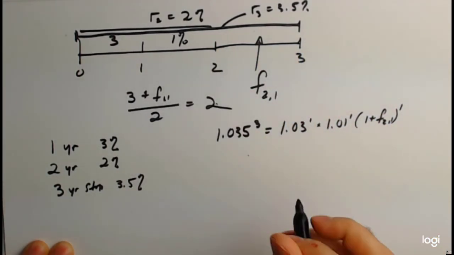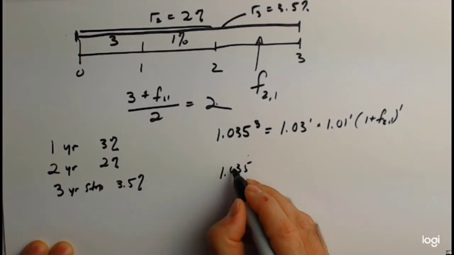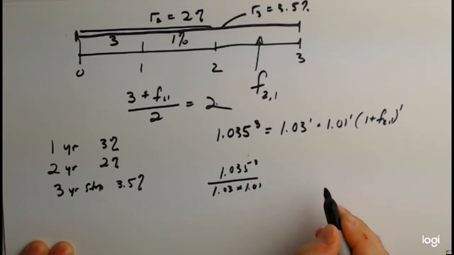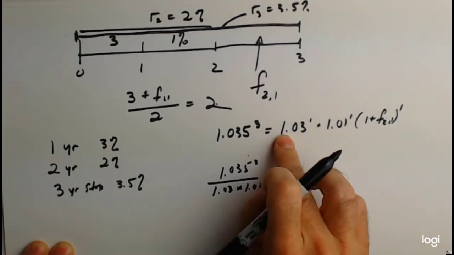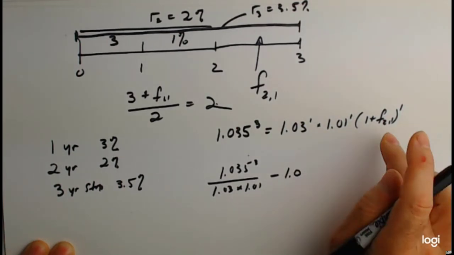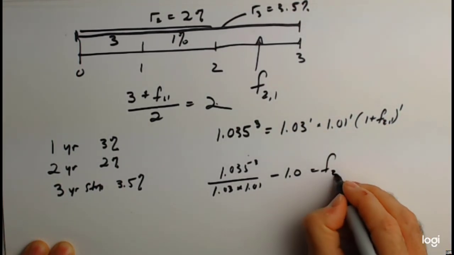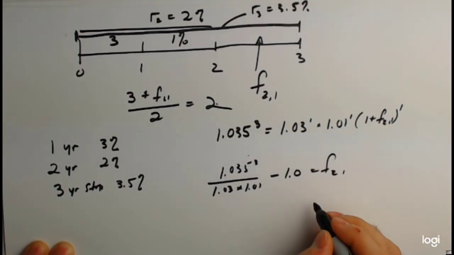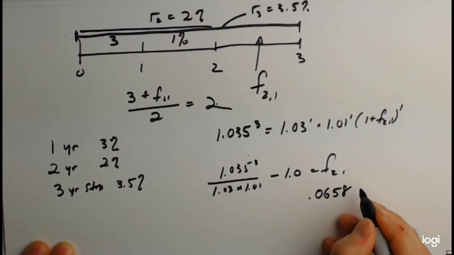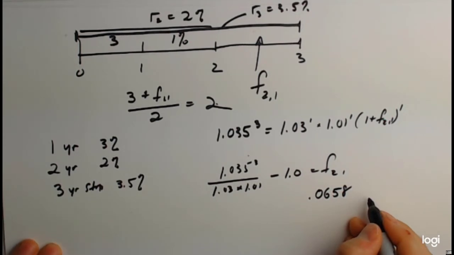So solve for it. It's basically 1.035 to the 3 divided by 1.03 times 1.01. Just divide both sides by this term, and subtract 1, and you get this F21. And that comes out to be 0.0658. Okay.